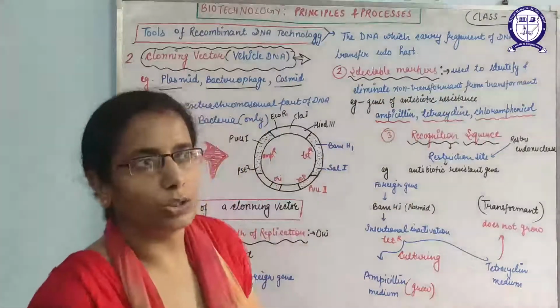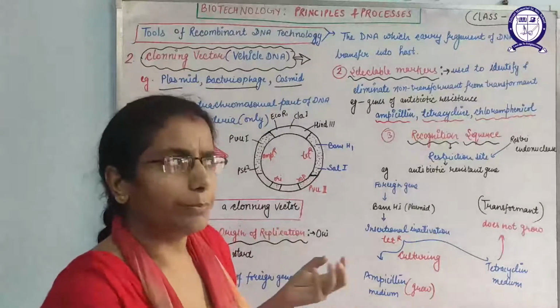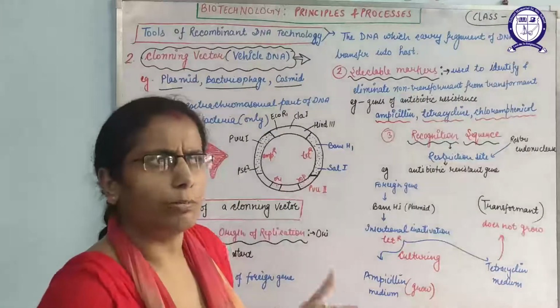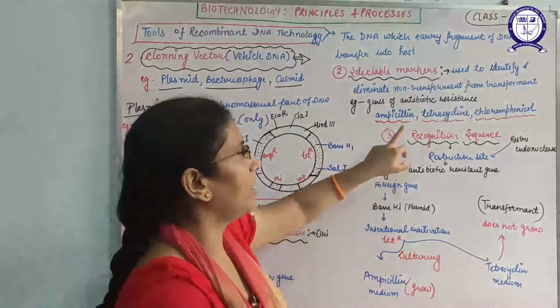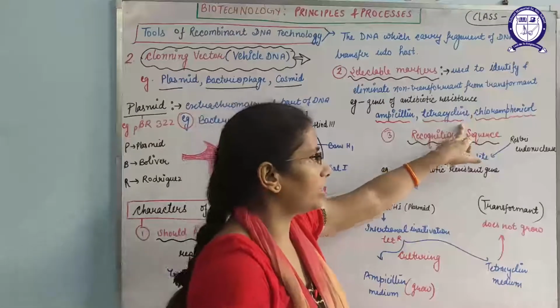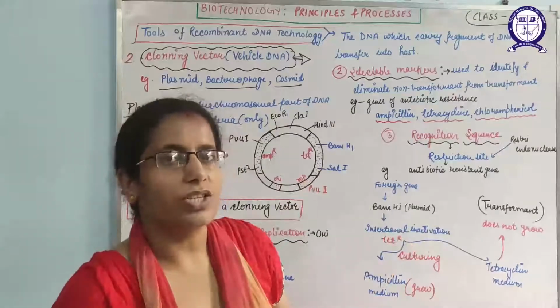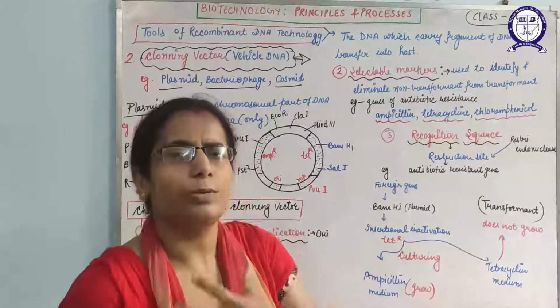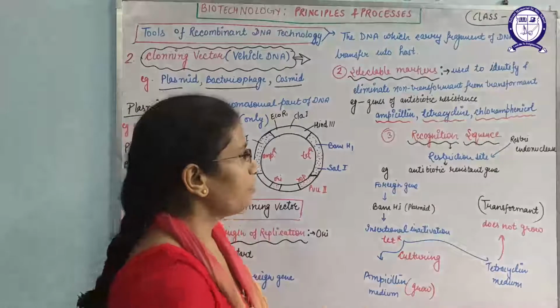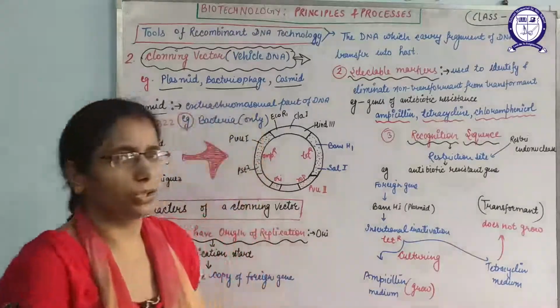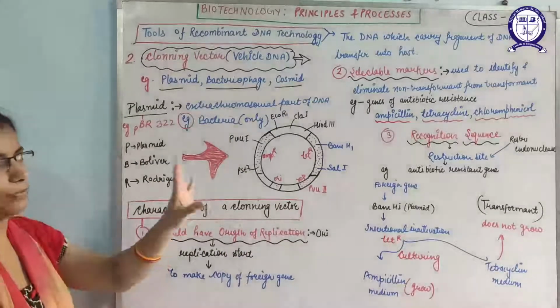So what can we use here as a selectable marker? Many plasmids have a number of antibiotic resistance genes, like the ampicillin resistance gene, tetracycline resistance gene, and chloramphenicol resistance gene. All these antibiotic resistance genes found in the plasmid can be used as a selectable marker. So third is the recognition sequence. Every cloning vector should have this sequence.